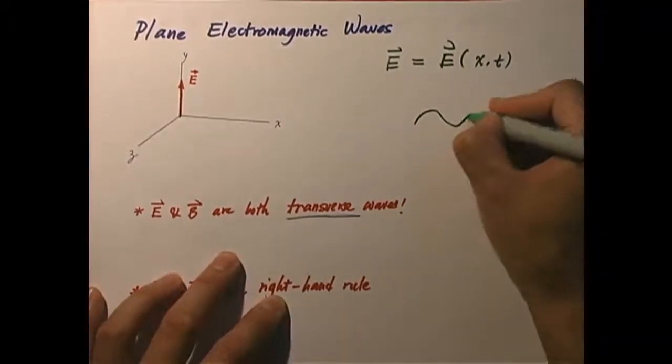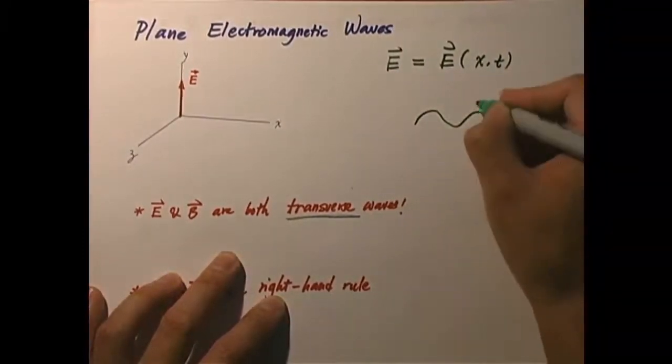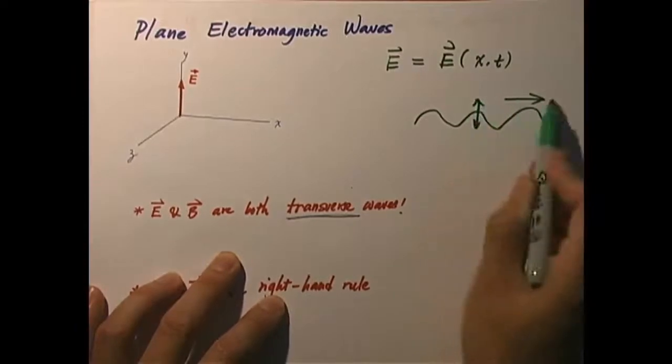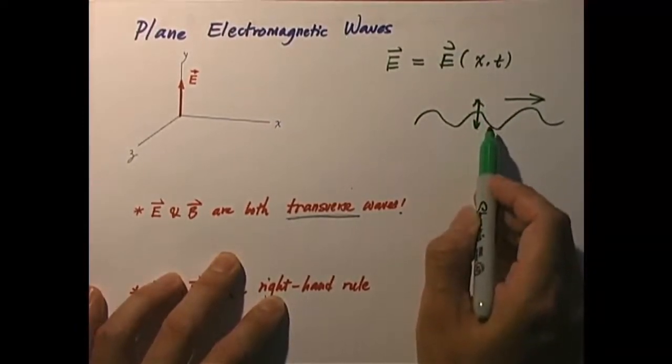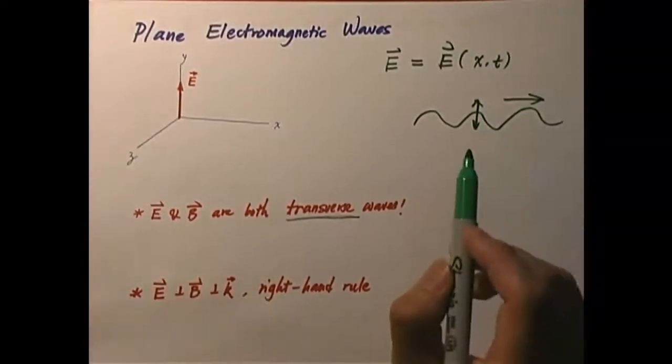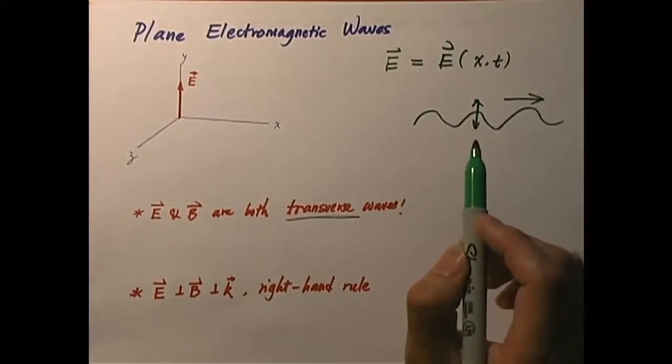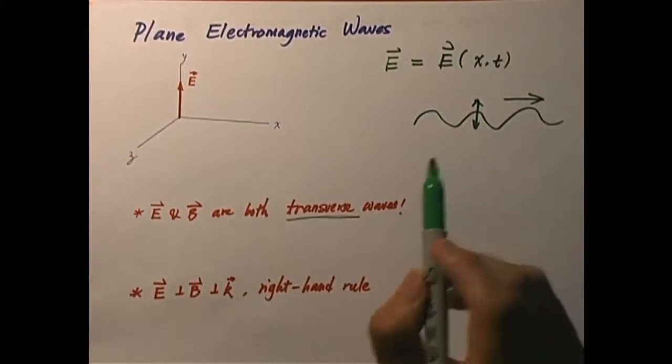See, if a transverse wave like this, it propagates like this and oscillates like that. Propagation direction, oscillation direction, 90 degrees away from each other. Okay, I want to show you that plane electromagnetic waves must be transverse waves. How do I show that?